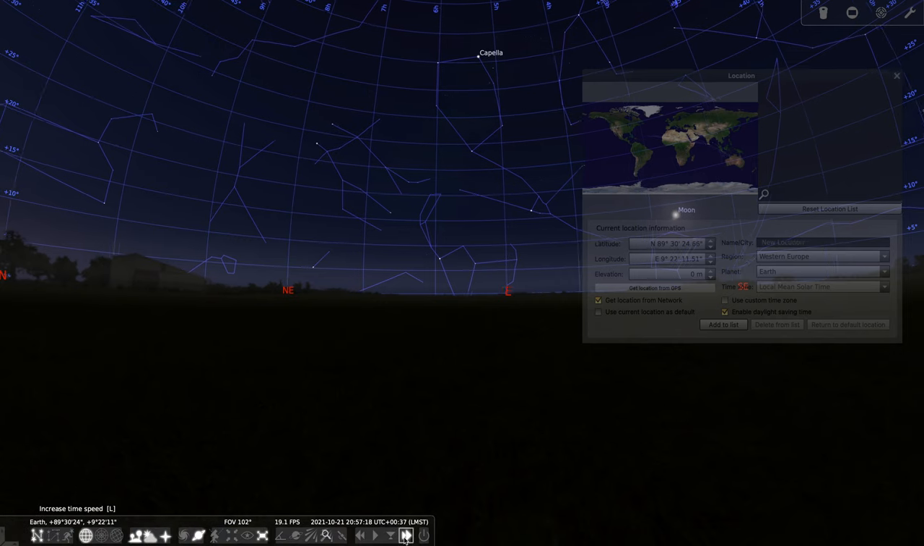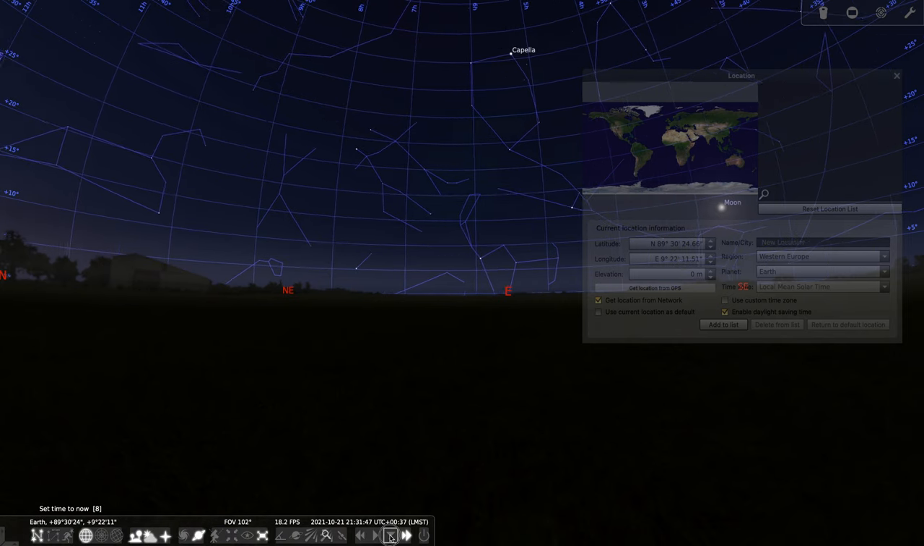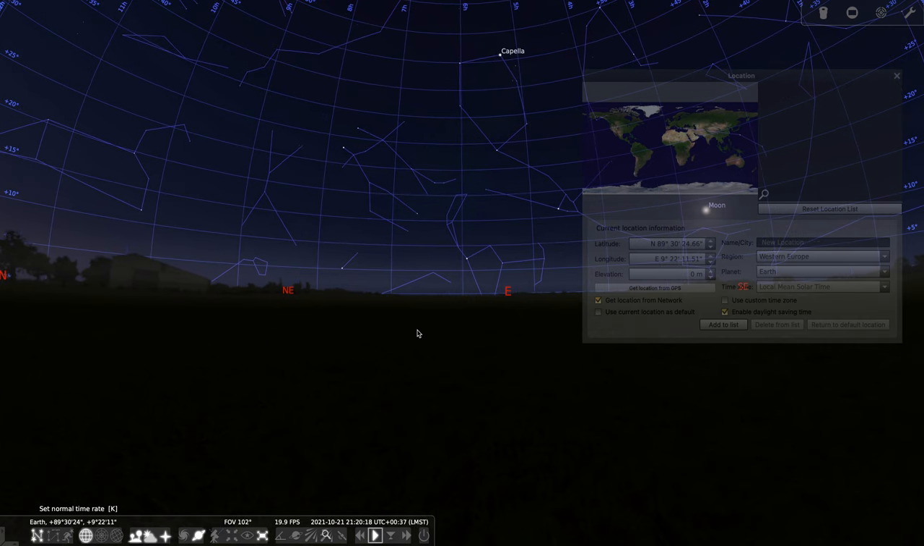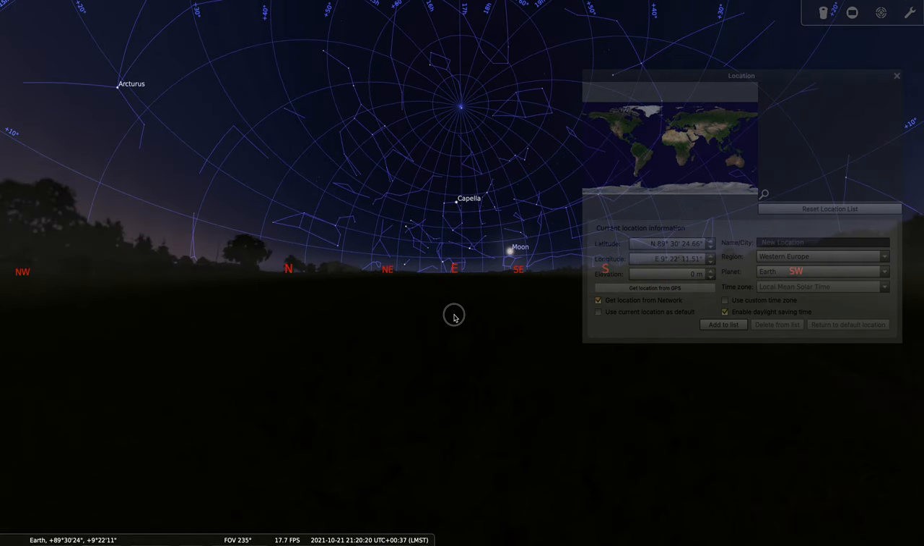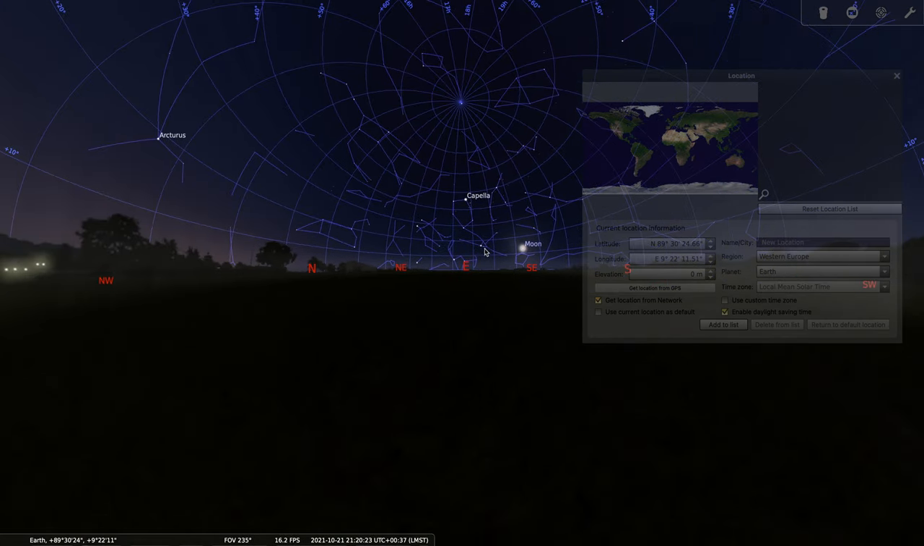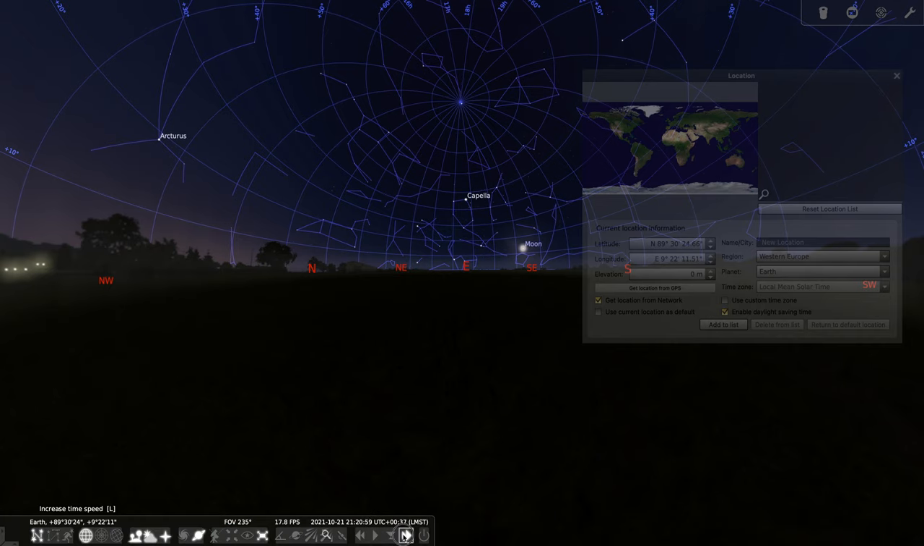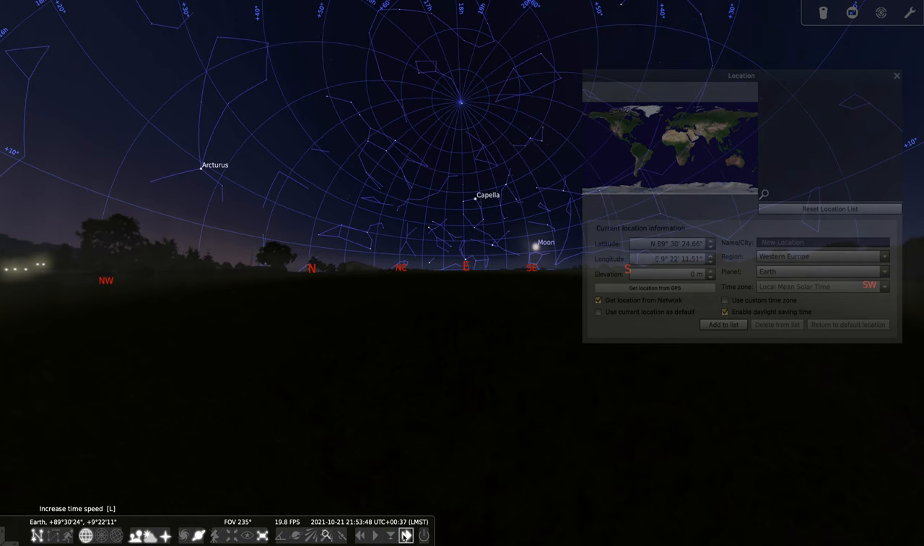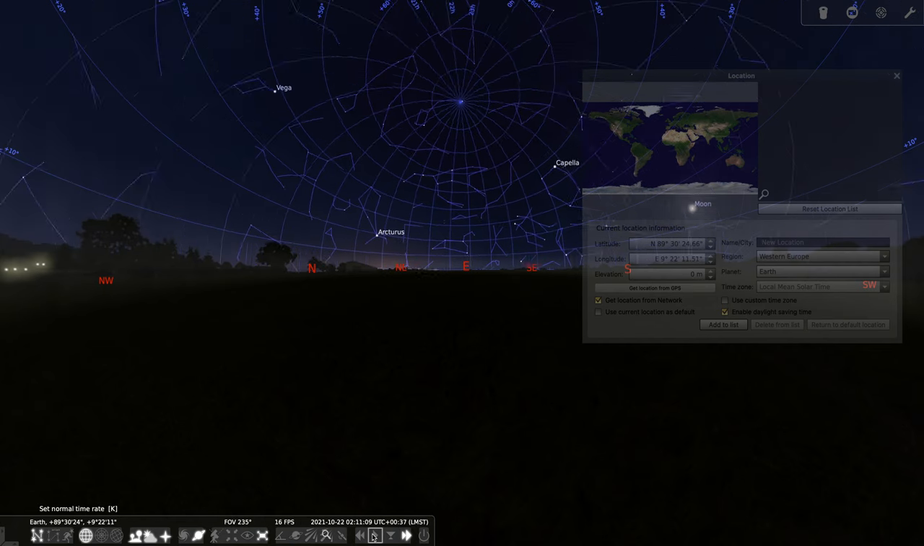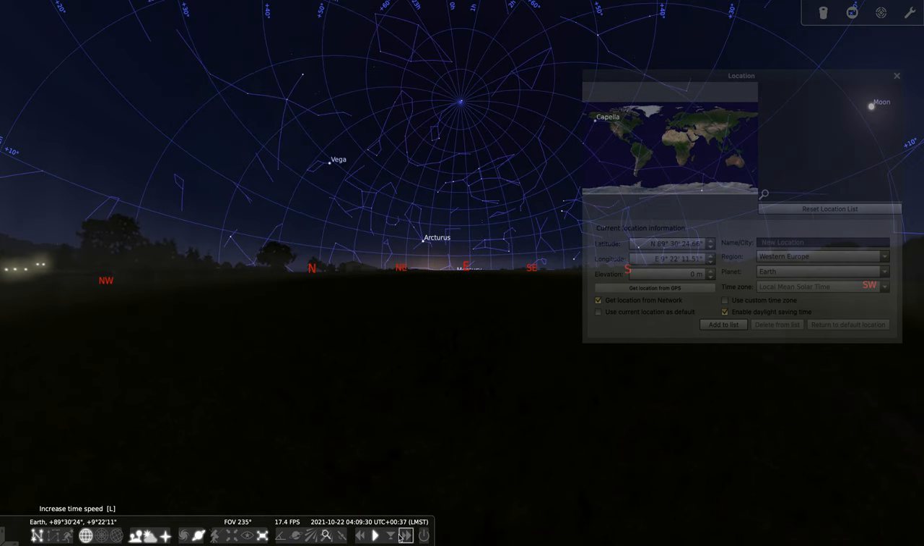Everything below 0 degrees is hidden for me. I don't see it. Orion is gone. I don't see any planet currently. I think Jupiter was at minus 15 degrees declination. So yeah, this is how people see it at the North Pole. It's basically not changing. It's just rotating above your head.